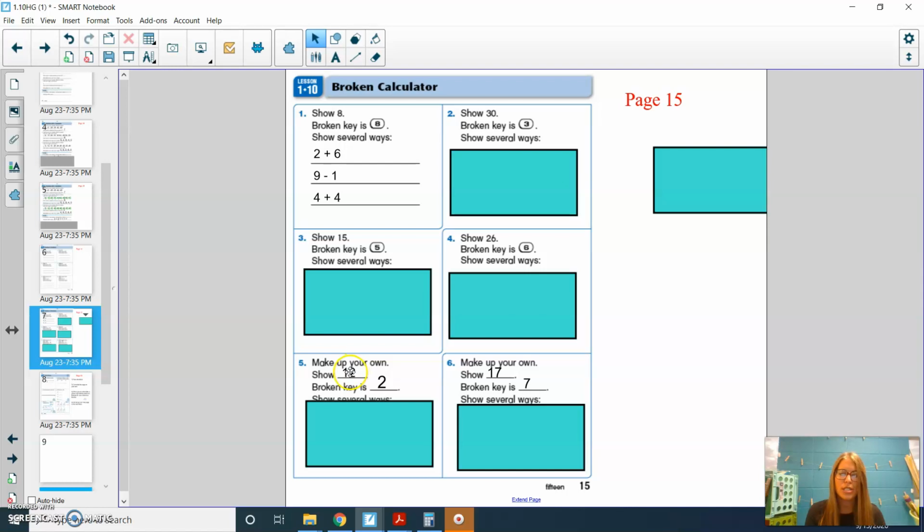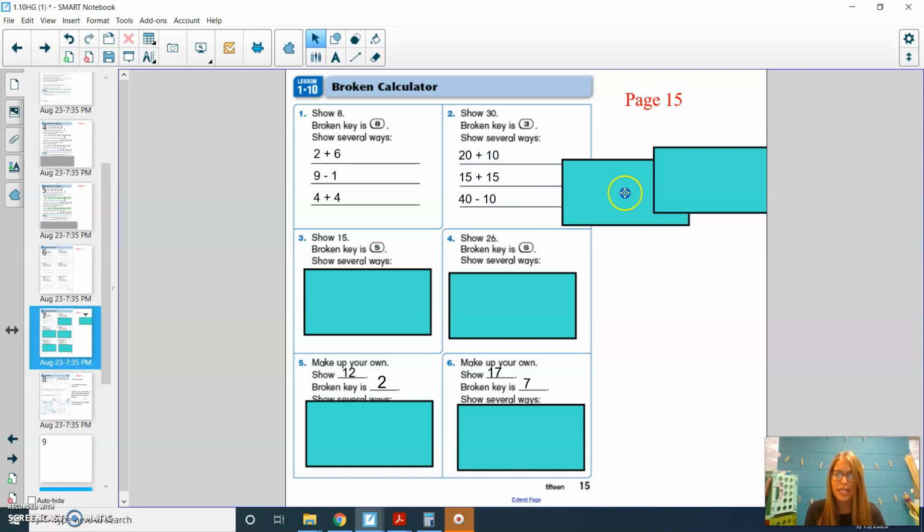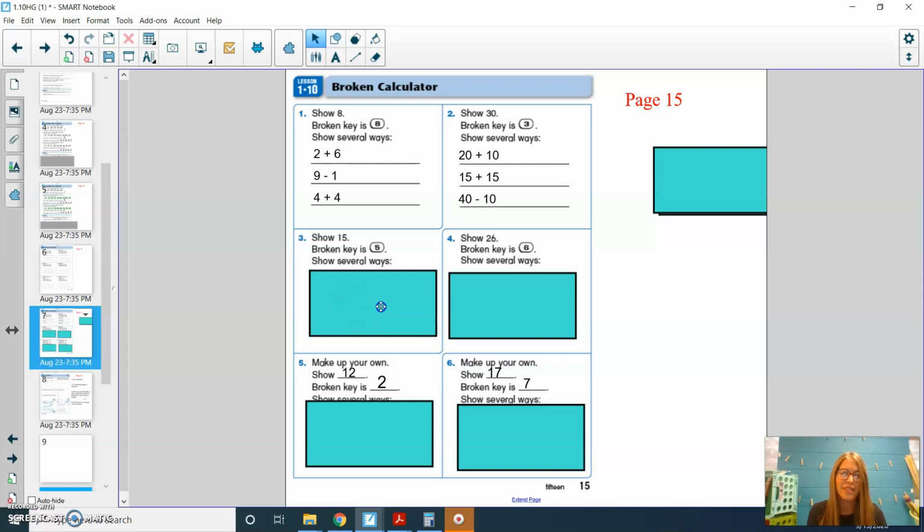Now for questions 5 and 6, you can make up your own. If you want to use the same ones that I did, I chose to use a number 12 with my broken key as a 2 and a 17 with my broken key as a 7. So I'd like you to solve and then press play when you're ready to hear my answers. Press pause now. Okay, second graders, so to show 30 in 3 different ways, I did 20 plus 10, 15 plus 5, and 40 minus 10. And there's lots of different ways you could have gotten to 30.